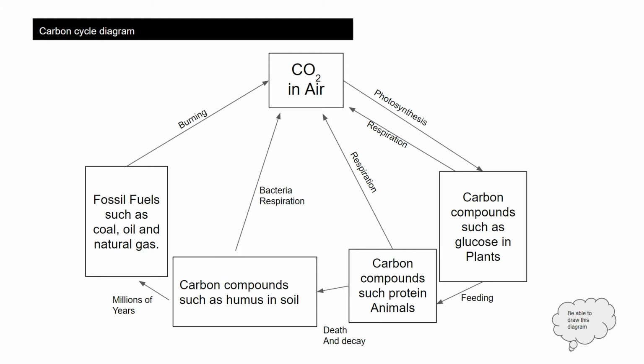Okay, this is a kind of diagram you should be very familiar with. You should definitely take this diagram, be able to draw this diagram. It includes photosynthesis, respiration from plants, respiration from animals, bacterial respiration as they break down decomposed compounds and humus, and then burning, where fossil fuels are broken down and turned back into carbon dioxide in the atmosphere.